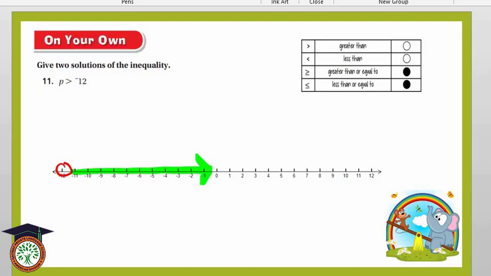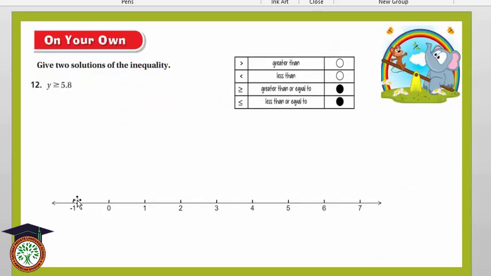So if I want 2 solutions, I can say that P equals 0. 0 is greater than -12. Sorry, P equals 12 is also a solution. Okay, any number, I can also write fractions or decimals. P is equal to half. P is equal to, here I can have -2. Okay, so all of these solutions are correct. Let's have another one, or this is the last one.